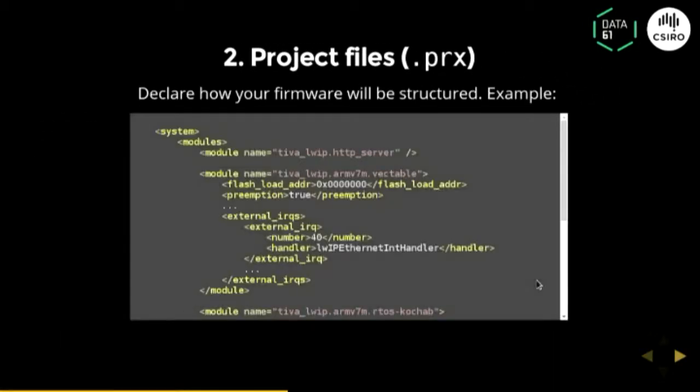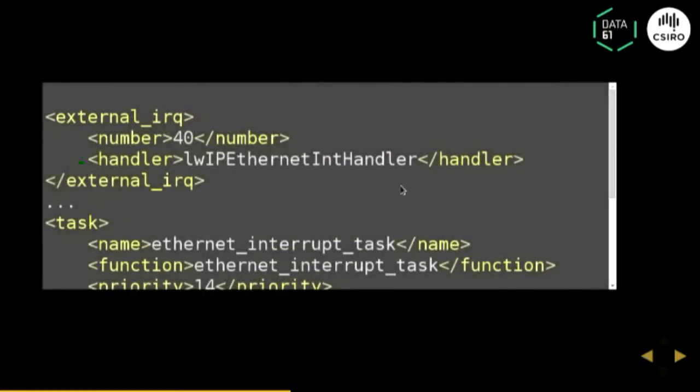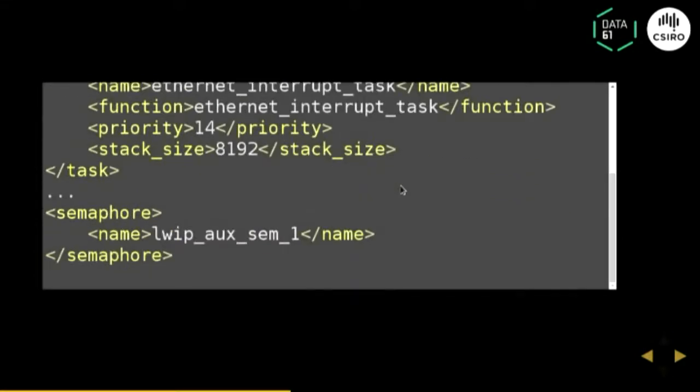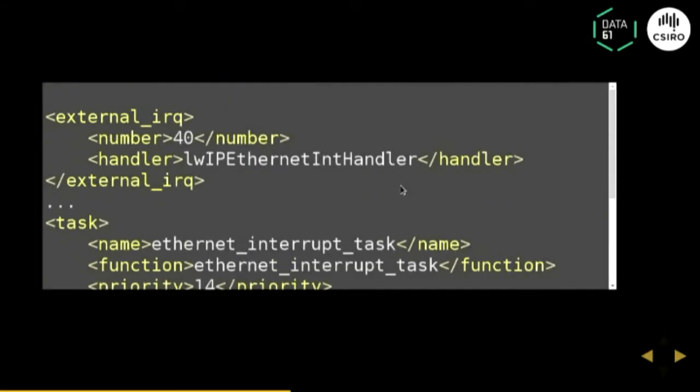So, second stage of customization. In addition to your C implementation, you also have this PRX file, which is an XML file. Within it, you statically declare a bunch of things, like your interrupts, your semaphores, your tasks, that sort of thing. And that sounds like a bad thing.